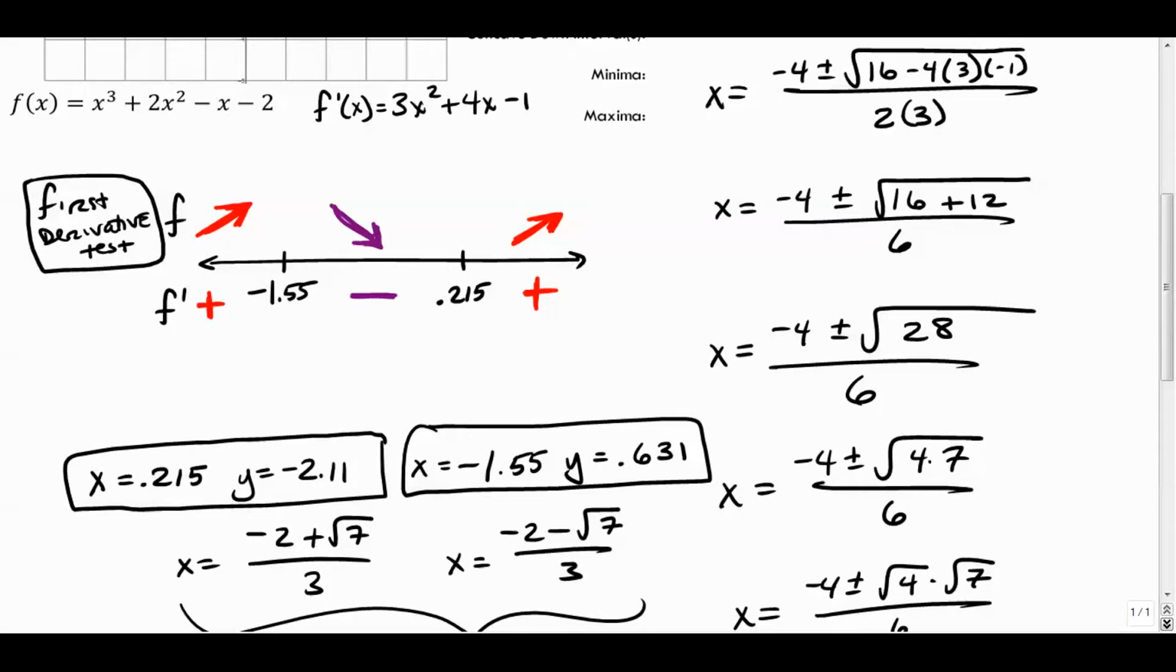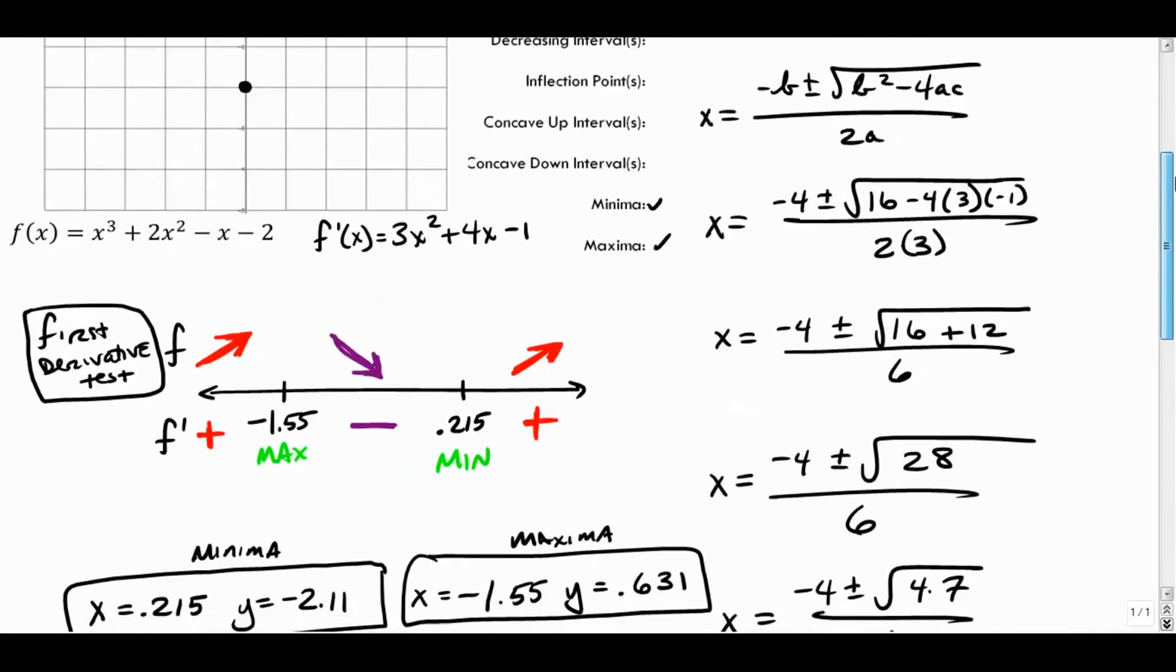Now what that tells us is that anytime we see a function going from up to down, that of course is going to be a maximum. When it goes from down to up, that of course is going to be a minimum. Alright, so of those 2 points right here, this is a minimum and this is a max. So I'm going to put those on my graph. I'm going to check it off on my checklist.